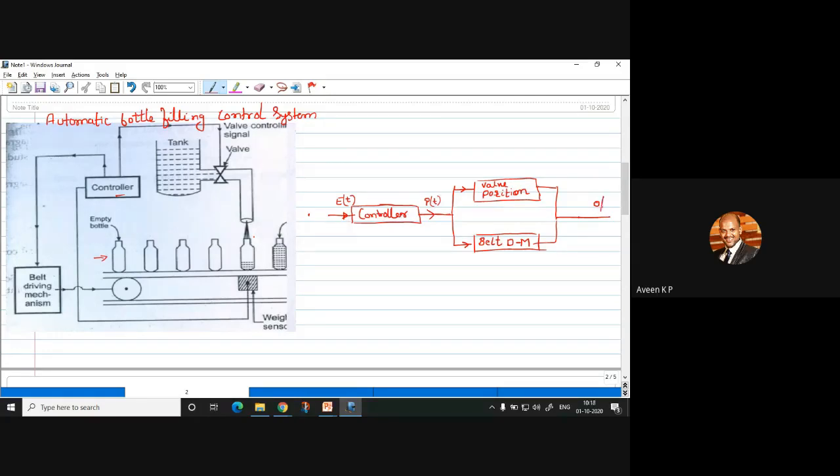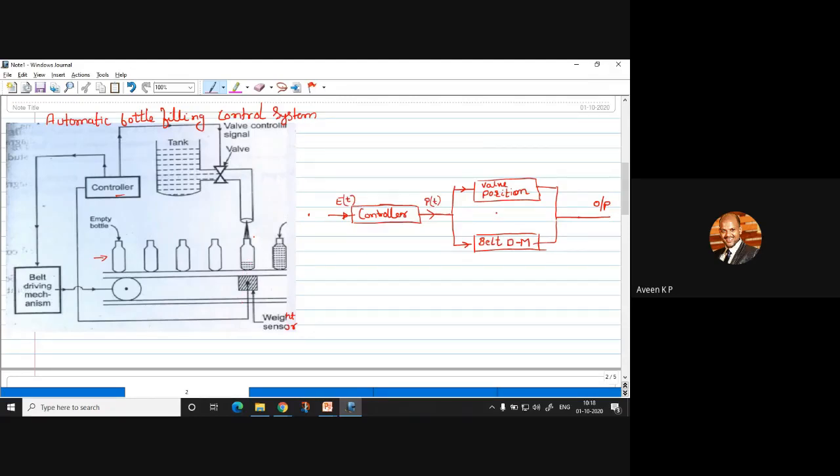Now, you should understand we have a feedback here. So what is that feedback? If you notice, this is the weight sensor, which will measure the weight of the empty bottle plus the liquid filled within. The controller will have the memory of a filled bottle. Once it reaches that particular weight, the signal will pass to the belt drive mechanism in order to move the drive, so that the next empty bottle will come to the position. So this is a feedback.